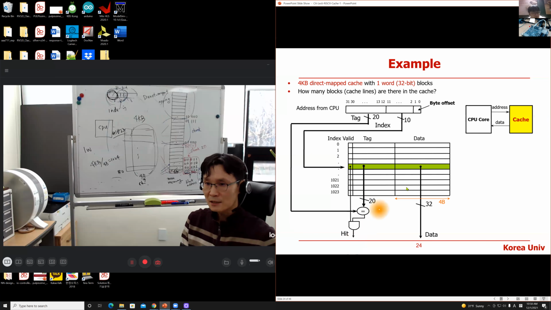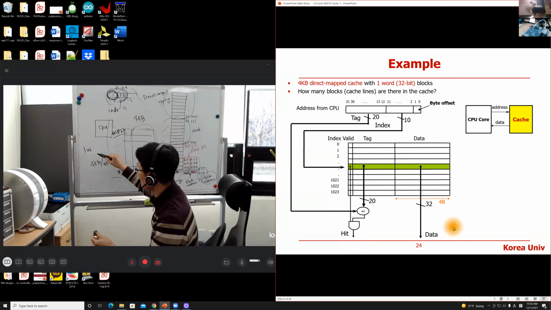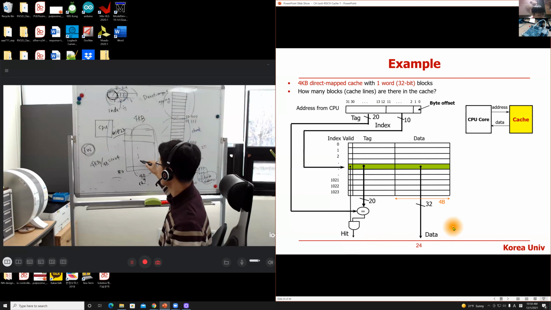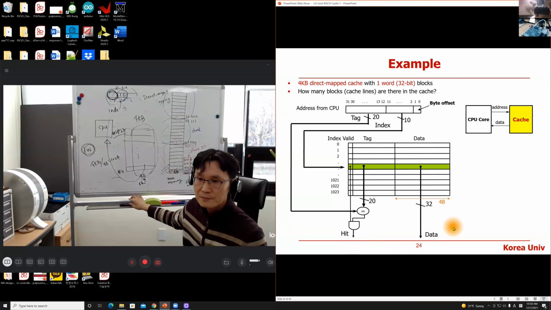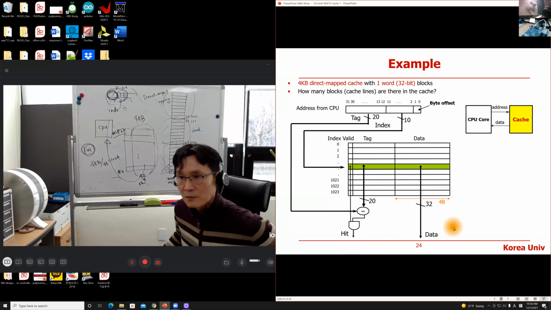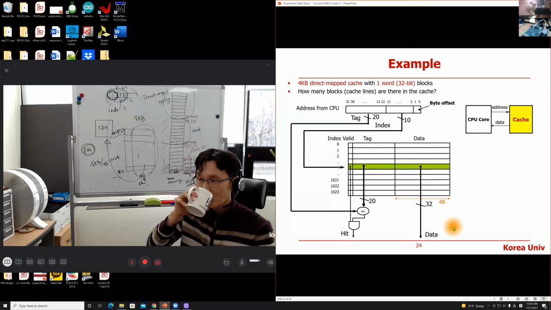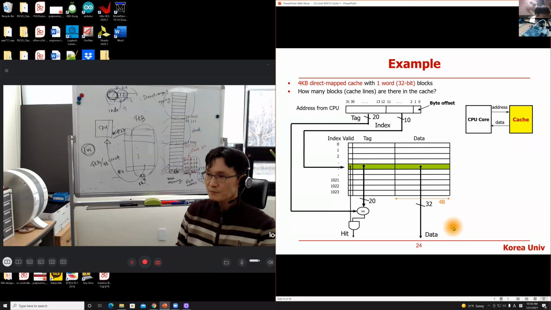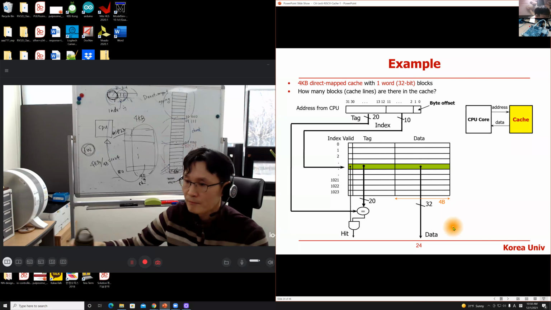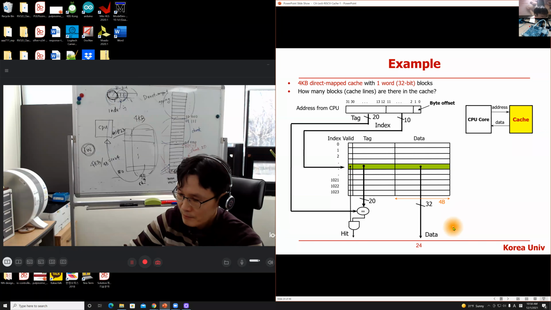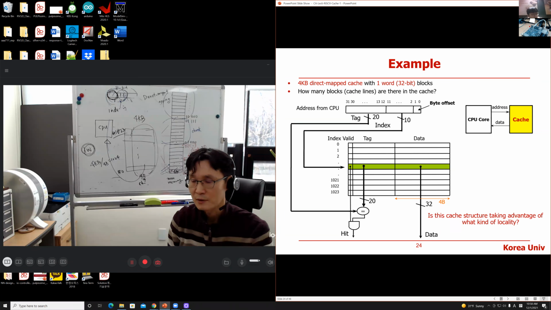And data is supplied to the CPU, assuming that the CPU is executing an LW instruction, a memory read. Data is supplied from cache to CPU. All right, any questions so far? Okay, let's go through some examples.